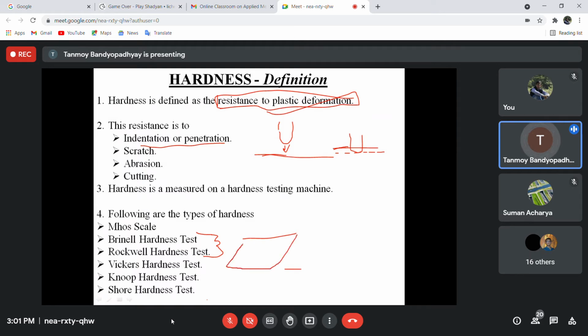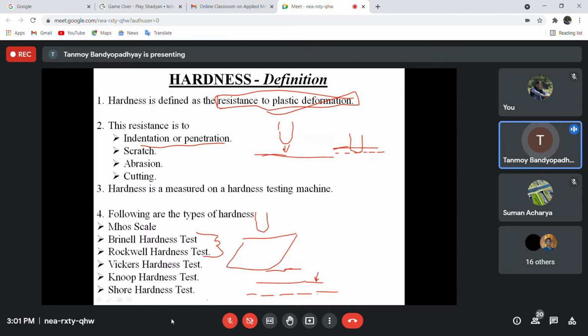So suppose this is the specimen onto which I am applying a certain force using an indenter. The specimen actually gets deformed. If this was the original surface of the specimen, after you apply the load using the indenter, you have an indentation depth, and that indentation or penetration depth is, say, delta.